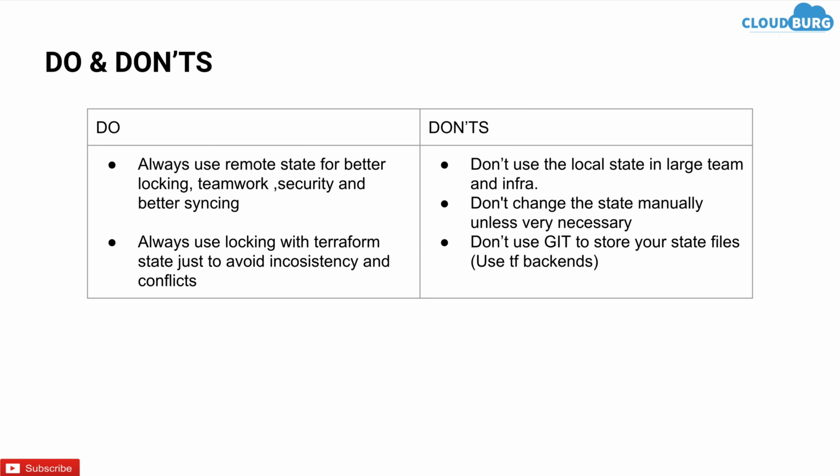So it is suggested not to change your state manually as it can lead to inconsistency. If you want to change the state directly, then you can make use of the Terraform commands that we discussed in the last slide. Don't use Git to store your state file, use TF backends. So always use TF backends to store your state file because it has a lot of information regarding your resources. So you can make use of any backend, like I showed in the last slides that you can use the S3 backend as well.